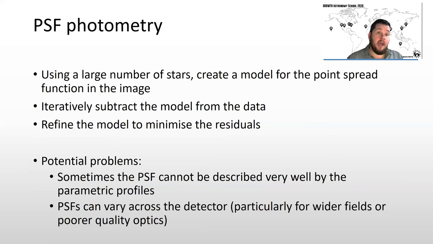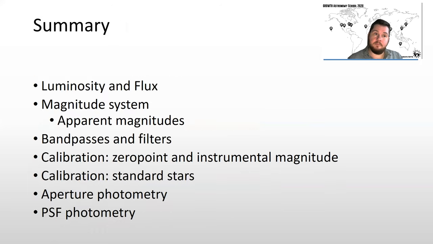So that could be a problem because your model is going to struggle to cope with the fact that the PSF is going to be different at different parts of the detector. So you're going to need to eliminate some of the stars in the field from the model fit. So there are complications here, but ultimately it's a technique that is extremely powerful for looking at these crowded fields. And that's all I've got to say.